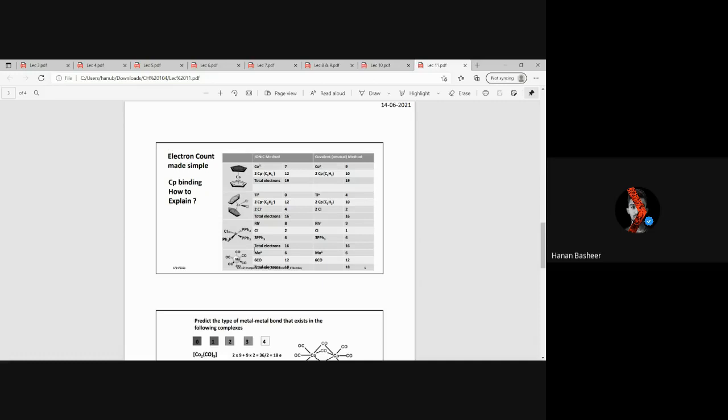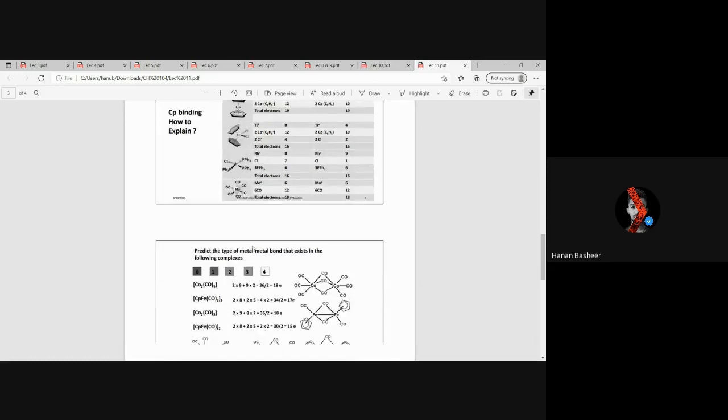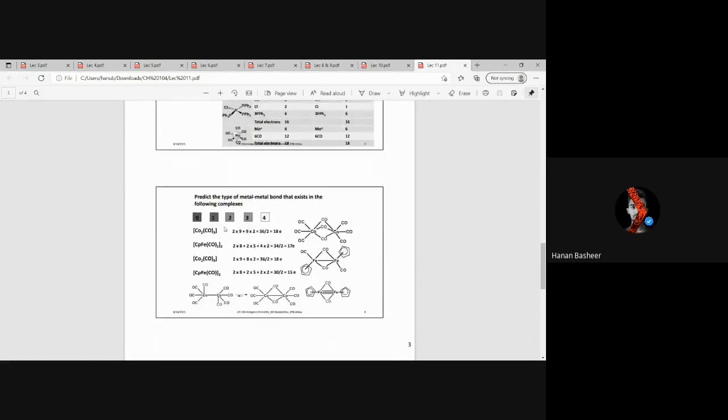Here we are getting 16 and we are getting 12 in this case. So we are doing everything the same. So we get, this is 18, this is 17, this should be 17. There is a typo here. This is 7 into 2, and this should be 34 by 2 and gives 18. And this is Co2(CO)8.